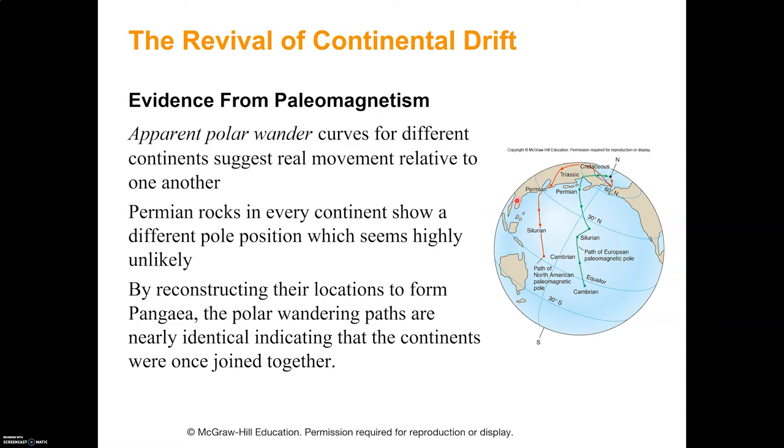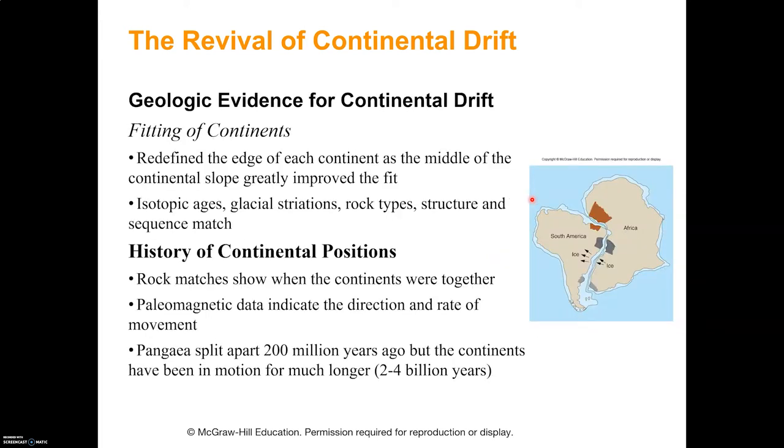in Permian rocks, every continent shows a different pole position, which seems very unlikely. But if we reconstruct their locations and form Pangaea, then those paths all match up and are nearly identical. So there we have our evidence, and that kind of refutes the polar wandering, and whether it's the poles moving or the continents moving.